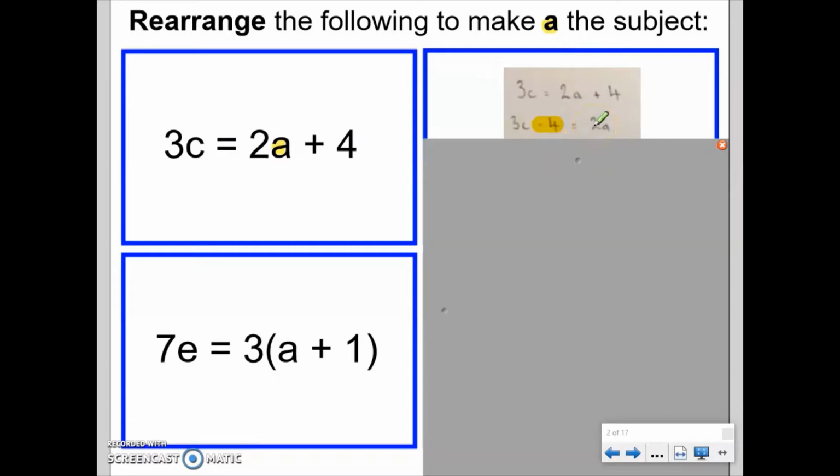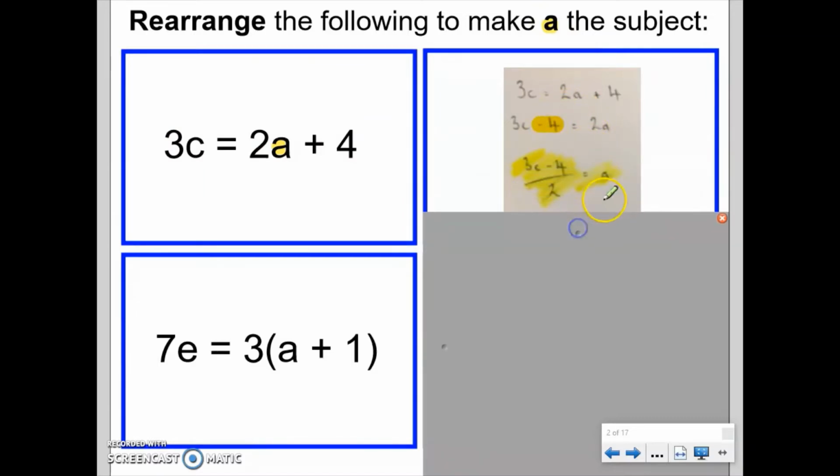Now I'm left with 2 a's, but of course I only want a single a, so I'm going to divide both sides by 2. When I divide both sides by 2, I'm left with my single a. I've made a the subject, so I've completed the question.